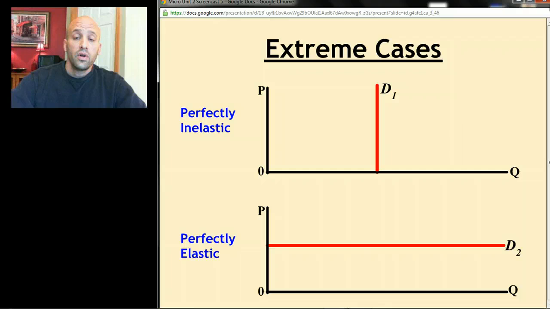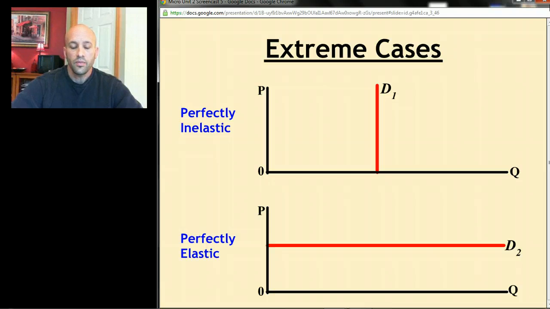So again, if we were going to look at the most extreme cases, the most vertical possible demand curve, the one on the top, we might call that perfectly inelastic. And think about what that means. No matter what the price is, whether it's $0 or $1 million, the quantity demanded stays exactly the same. That might be the demand curve for something like insulin for a diabetic, or for something like water for someone in the middle of the Sahara Desert. Right? It doesn't matter what the price is, you need a certain amount of it.